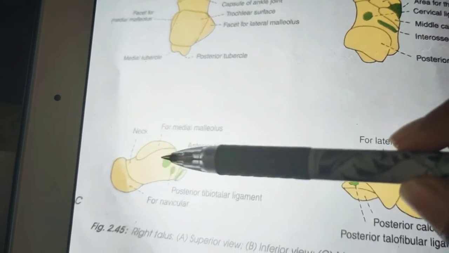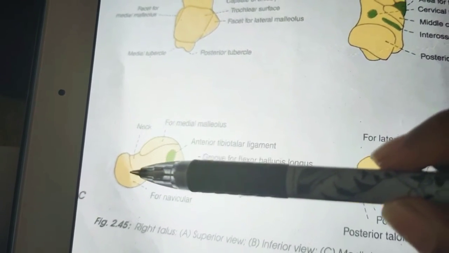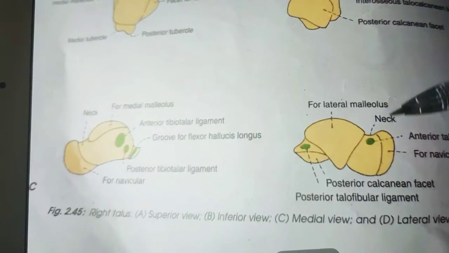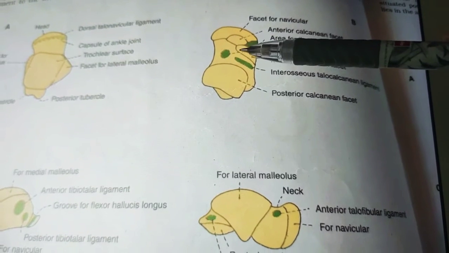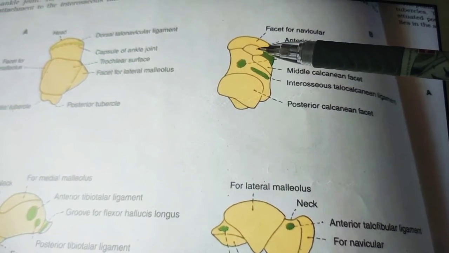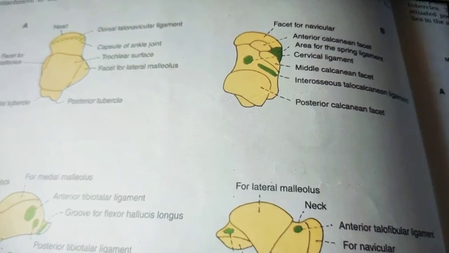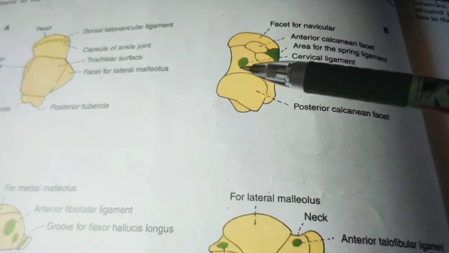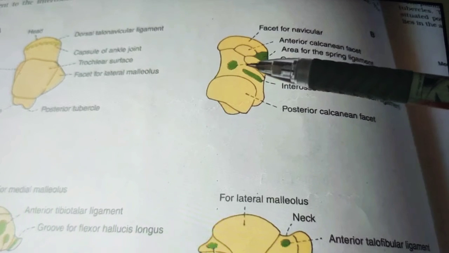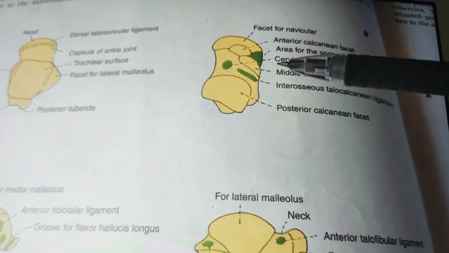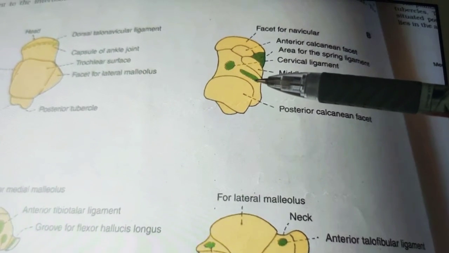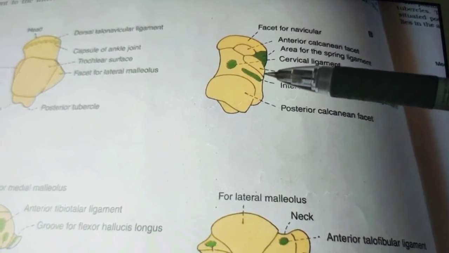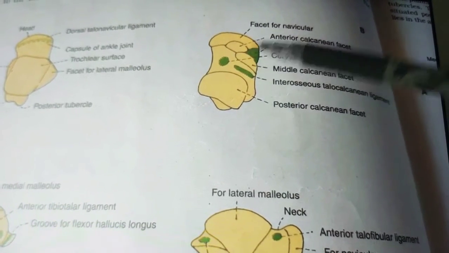The medial border of the surface is straight, but the lateral border is directed forward and laterally. And the inferior surface of the body bears an oval facet to articulate with the posterior facet of the calcaneum to form the subtalar joint. So to form the subtalar joint, the inferior surface bears a concave articular surface to articulate with the posterior facet of the calcaneum.